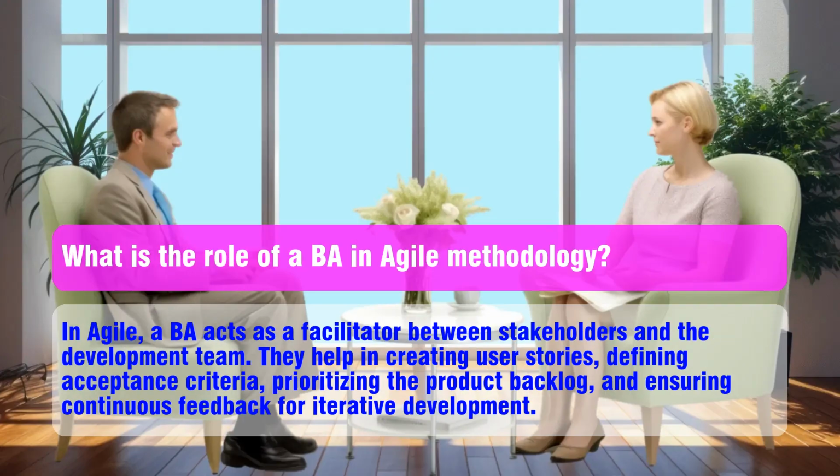What is the role of a BA in Agile methodology? In Agile, a BA acts as a facilitator between stakeholders and the development team. They help in creating user stories, defining acceptance criteria, prioritizing the product backlog, and ensuring continuous feedback for iterative development.